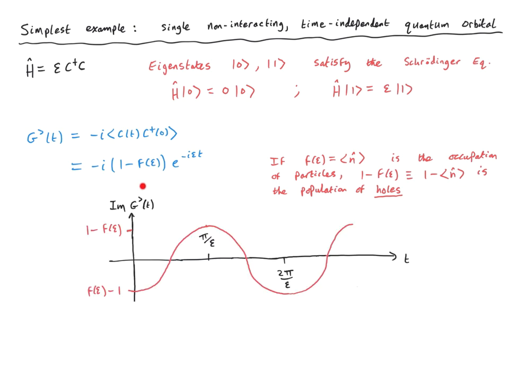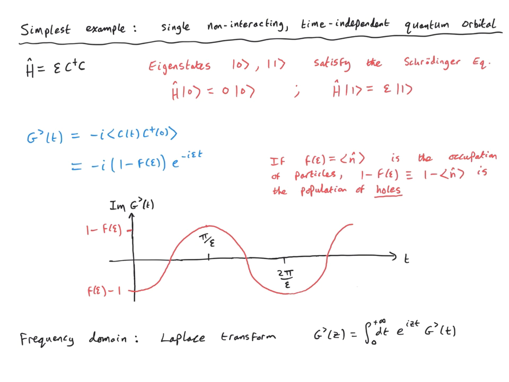The imaginary part of g greater of t, therefore, again has an oscillatory form. This time, the amplitude goes between 1 minus f of ε and f of ε minus 1. Of course, we see the same time period of 2π over ε for the oscillations.